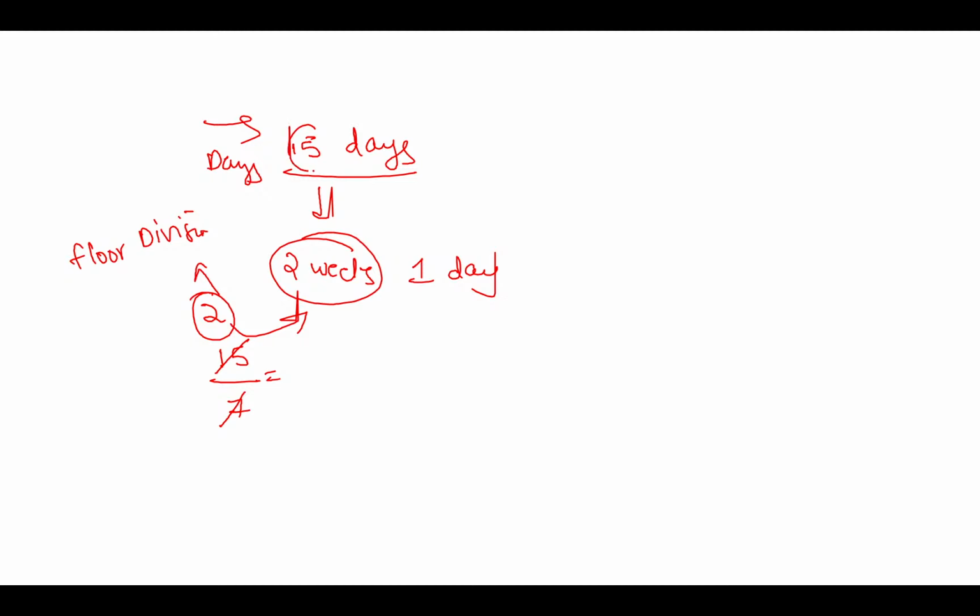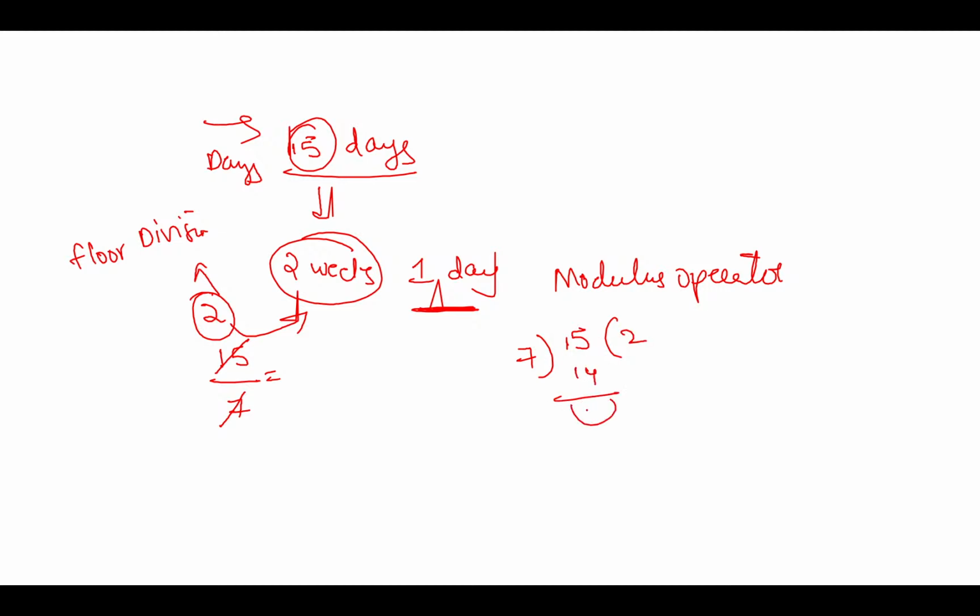And what about this extra 1 day, how can you get it? You perform another operation, the modulus operator. If I enter 15 and perform the modulus operation by 7, 7 2's are 14 and the remaining 1 day is an odd day. So you just print this 1 day. Now you can see the practical application of floor division and the modulus operator. This is how you can use them in a practical case.